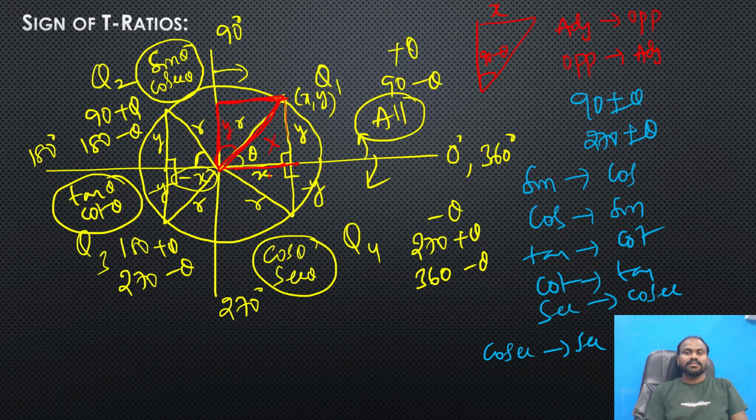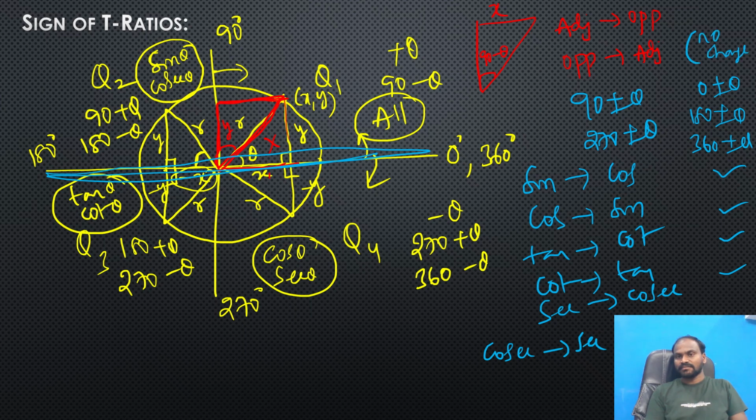What about 0 plus or minus theta, 180 plus or minus theta, 360 plus or minus theta? No, it is on the x-axis only. If it is the x-axis, there is no change in the right angle triangle, so it will look the same. Sine becomes sine only, tan becomes tan, cot becomes cot, secant becomes secant, cosecant becomes cosecant only. There is no change for these angles. Only for 90 and 270 it will change. Sir, what is the use of this?